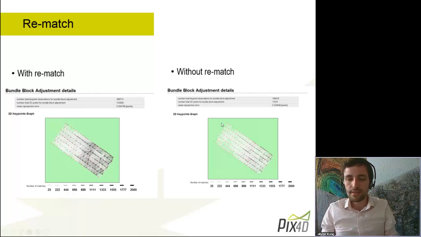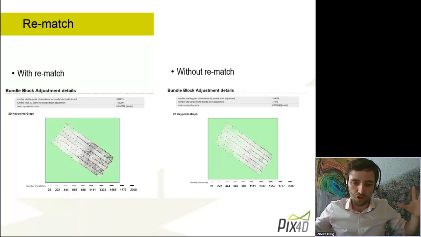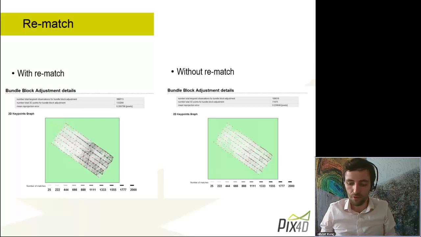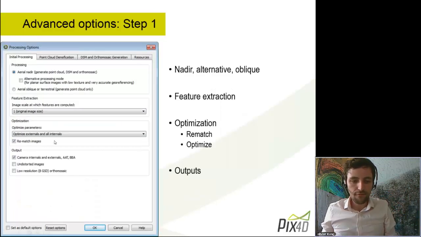However, it may add quite a lot in processing time. And when you have a very, very large number of images, this usually starts to be not very useful anymore. So by default, this option is enabled for small data sets up to 500 images. And for larger projects, this option is not set by default.